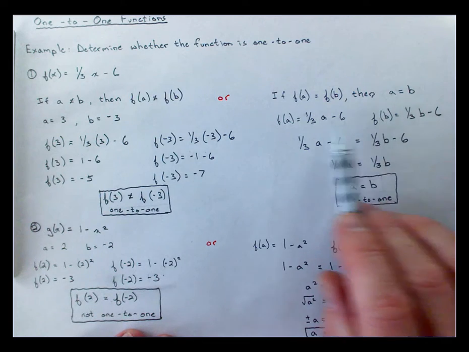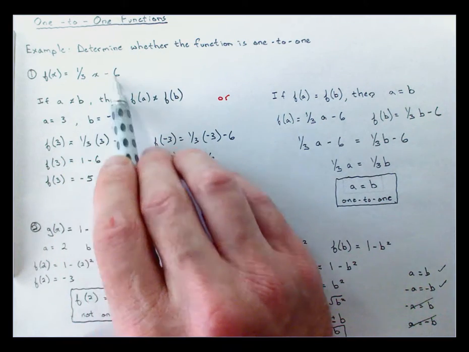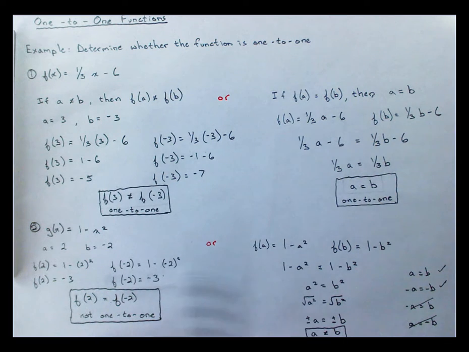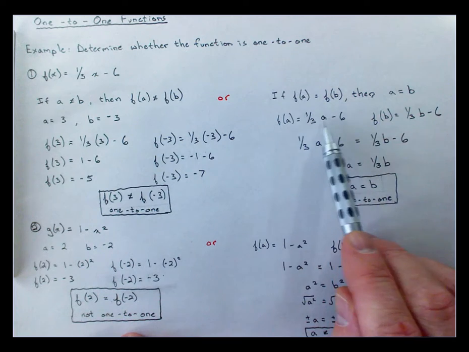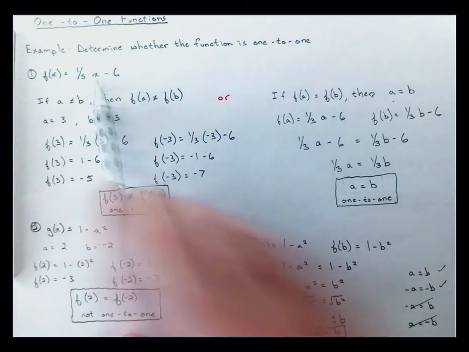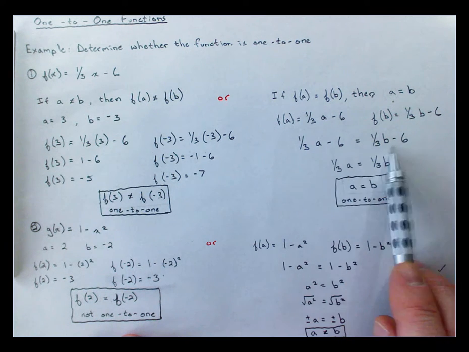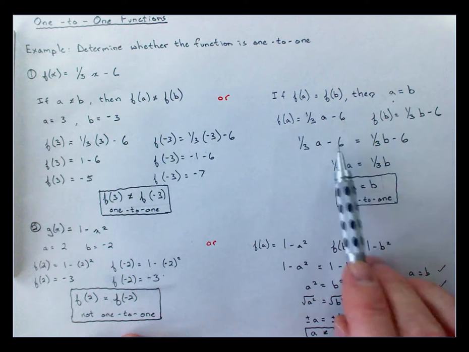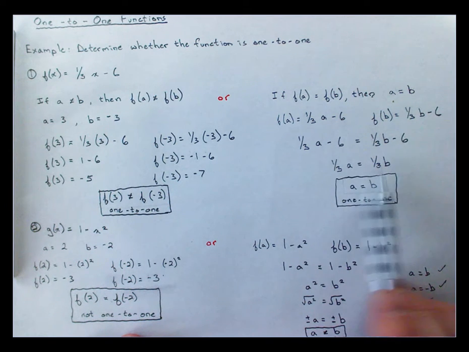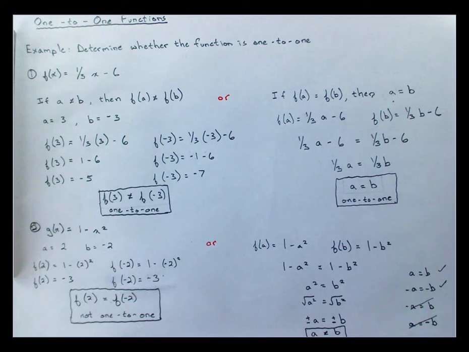So what I do is I simply take my function 1/3 x minus 6 and I replace the x value with the a value. So 1/3 a minus 6, and then I do the same for f of b. I replace x with b. I set them equal to each other and I solve. Add 6 to both sides, multiply both sides by 3, I end up with a equals b. One-to-one.